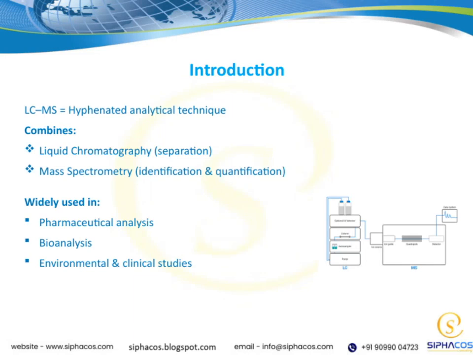Let's take a closer look at what LC-MS actually is. It stands for liquid chromatography, mass spectrometry, which is a powerful hyphenated analytical technique. Essentially, it combines two different methods to give us a more complete picture of our samples. First, we have liquid chromatography, or LC, which is responsible for separating the mixture into its individual components. It helps us isolate what we're interested in from complex samples. Then we have mass spectrometry, or MS, which identifies and quantifies these components based on their mass-to-charge ratio. This dual approach makes LC-MS incredibly versatile and precise.